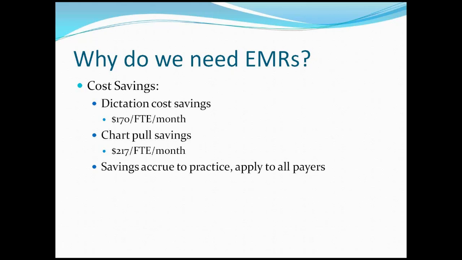Another reason why a lot of people are switching over to electronic medical records is cost savings. There are dictation cost savings, which are estimated at roughly $170 for a full-time employee per month. Then medical organizations save on chart pull costs, which typically come out to about $217 per full-time employee a month. The savings will accrue to the medical practice and will wind up applying to all payers.